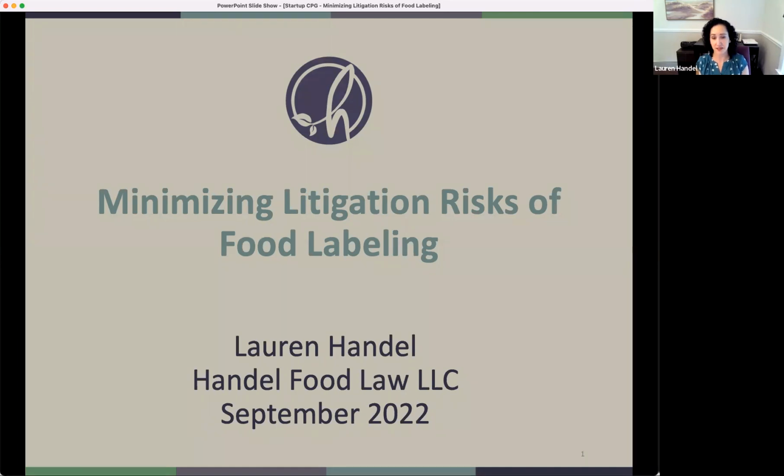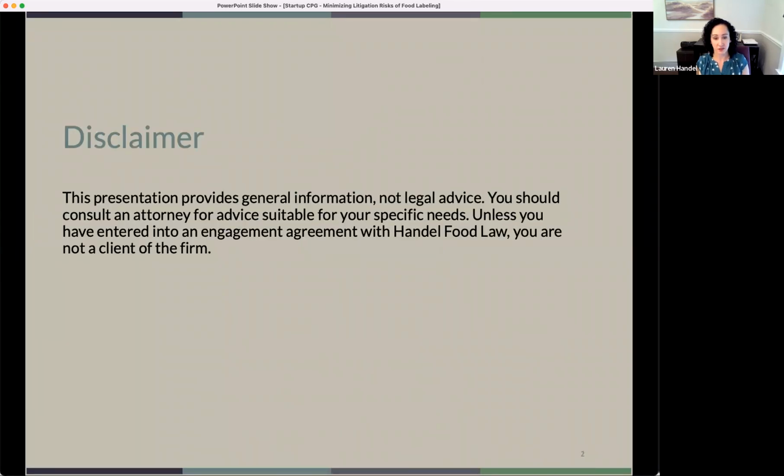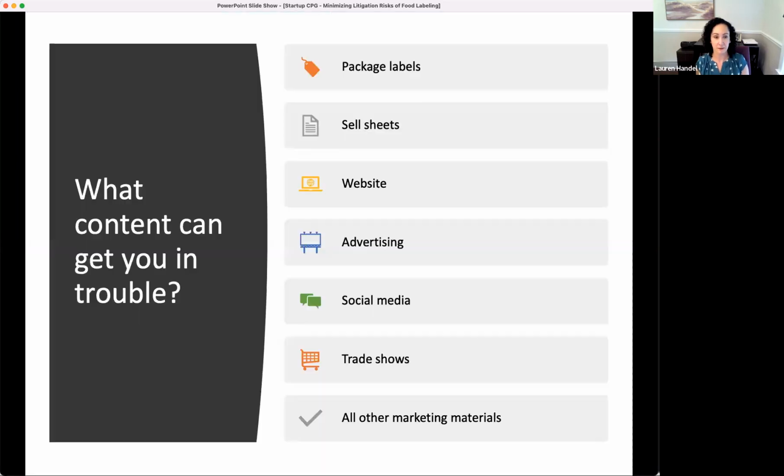So today's topic is minimizing litigation risks of food labeling. Also applies to advertising. And I just have to give the general disclaimer that this isn't to be construed as legal advice, and consult with a lawyer to get advice specific to your needs.